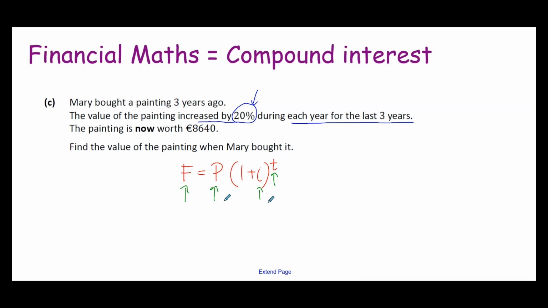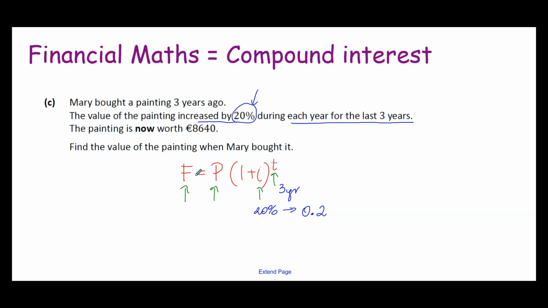So what do we know from the information provided? We know the time is 3 years. We know the percentage, that's 20%, and let's not forget that has to always be expressed as a decimal or fraction, so it will be 0.2. 1 is 1. Now, what about F and P?